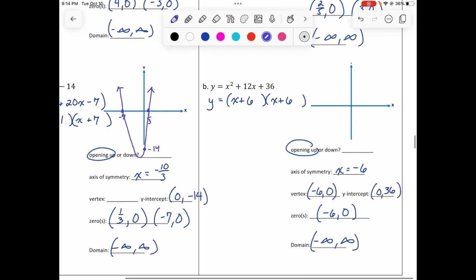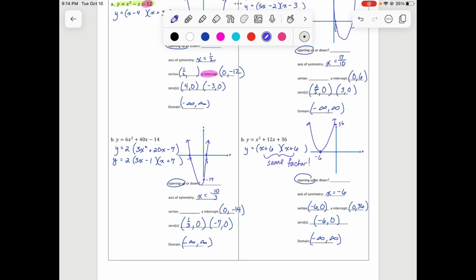Now let's look at this one. Here, we're not dealing with any weird fraction, so we can graph our vertex at negative 6. And then we know it's opening up. We know the y-intercept is 36, so that's going to be way up here, right? And negative 6 is also the vertex. So this is only going to have 1 zero because these are the same factor.